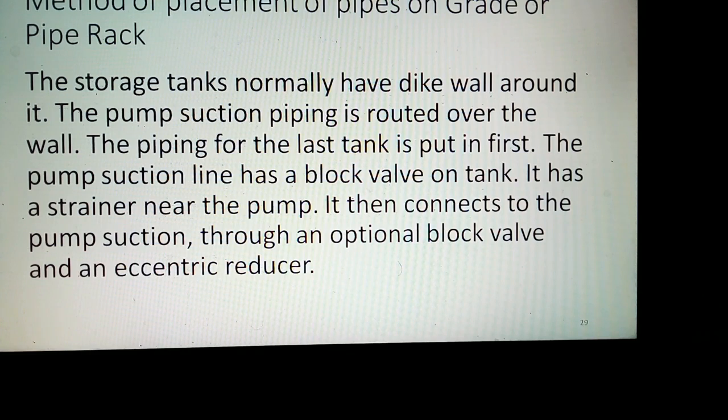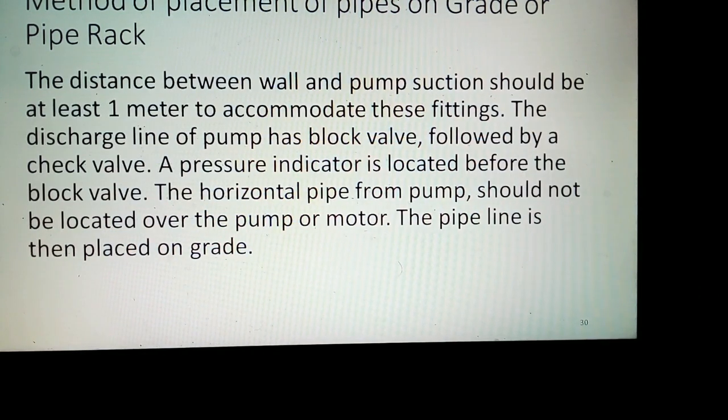The pump suction line has a block valve on tank. It has a strainer near the pump. It then connects to the pump suction through an optional block valve and an eccentric reducer. The distance between wall and pump suction should be at least 1 meter to accommodate these fittings.